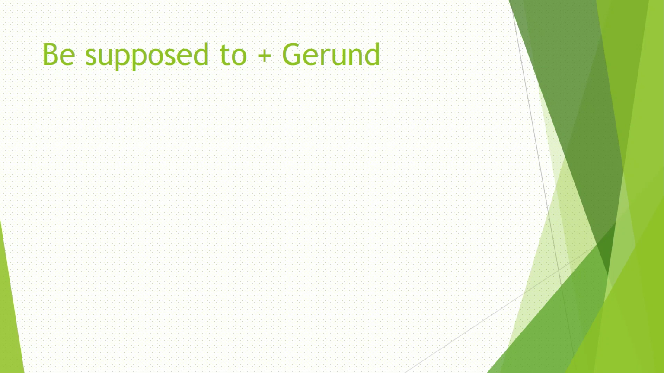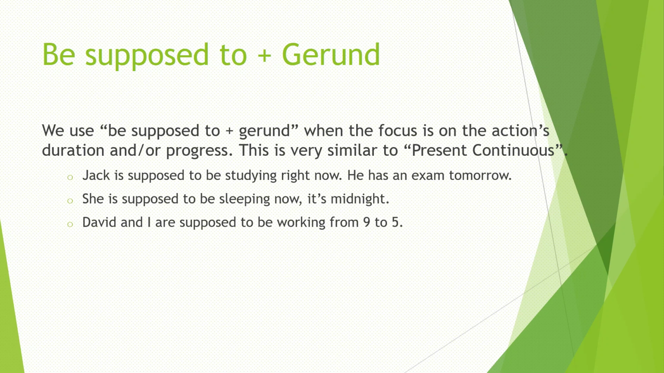Now, be supposed to plus gerund. Gerund is the ing form, like playing, going, helping. We use be supposed to plus gerund when the focus is on the action's duration and/or progress. And this is very similar to present continuous. He is playing, they are going, she is arriving.